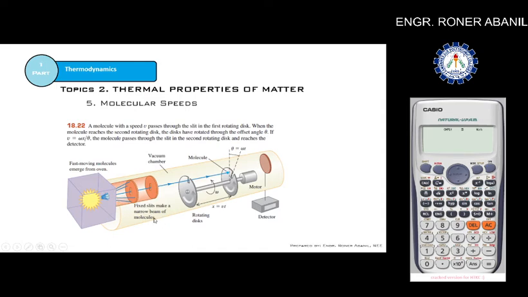Then slits make a narrow beam of molecules. At the end, there is a motor and a detector. When the substance evaporates in this hot oven, the molecules of the vapor escape through an aperture in the oven wall and into the vacuum chamber. So when we heat a substance here, it evaporates, and those molecules escape through this hole going into the vacuum.